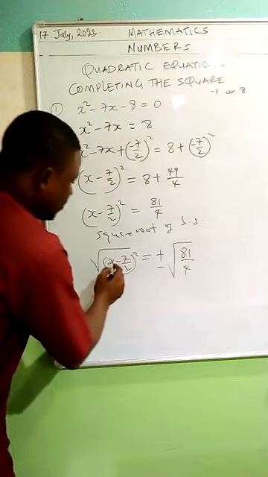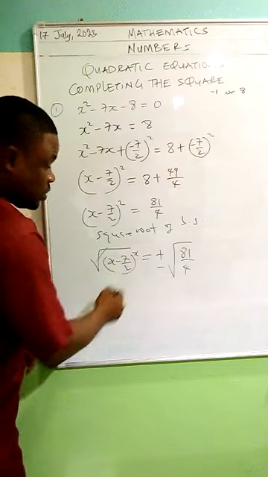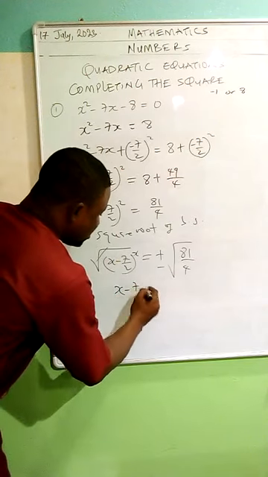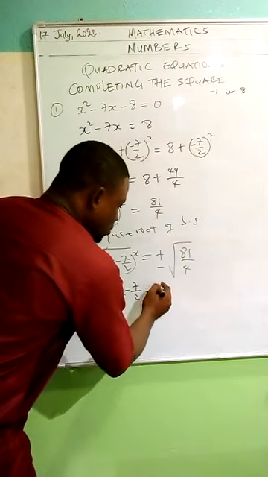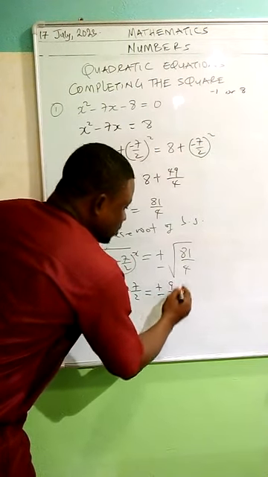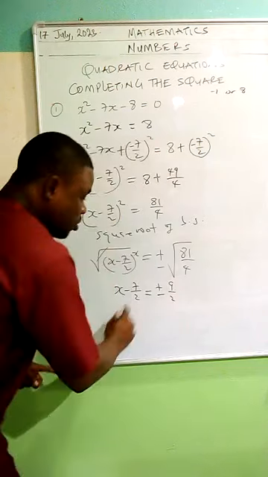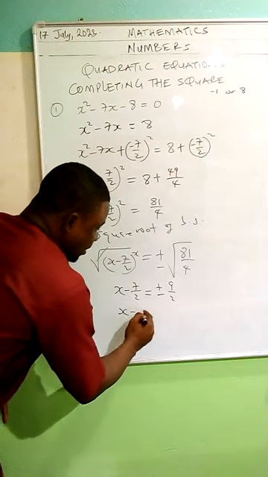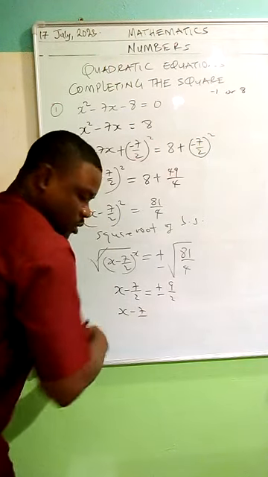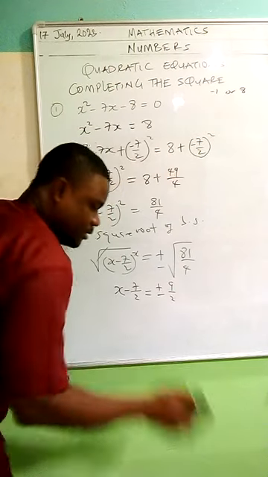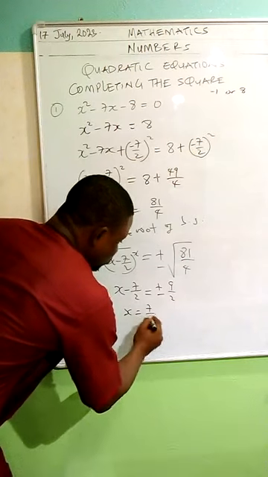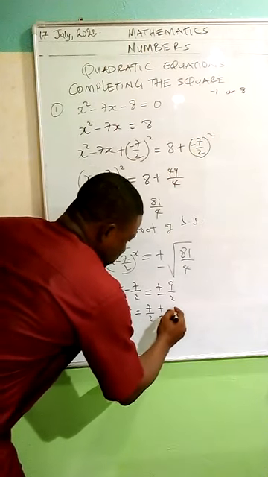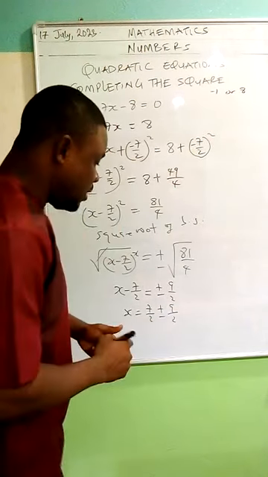So at the end of the day, this square will cancel what now? Square root cancels square to give me x minus 7 over 2, which is equal to the square root of 81. The square root of 81 is 9. The square root of 4 is 2. So eventually, I'll have x minus 7 over 2. I'll take this 7 over 2 to the other side. So I'll have x equal to 7 over 2 plus or minus 9 over 2. Is that right?